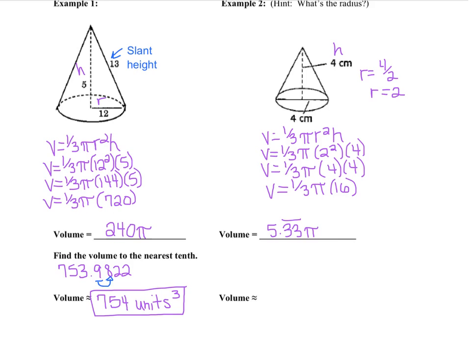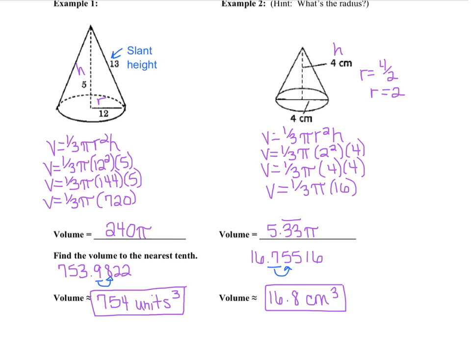Now, if I'm going to round to the nearest tenth, you're going to multiply 5.33 repeating times pi. And that's going to give you 16.75516. We want to round to our tenth spot. So it's a 5, so you're going to move it up. So it'll be 16.8. And you're going to label that centimeters cubed.